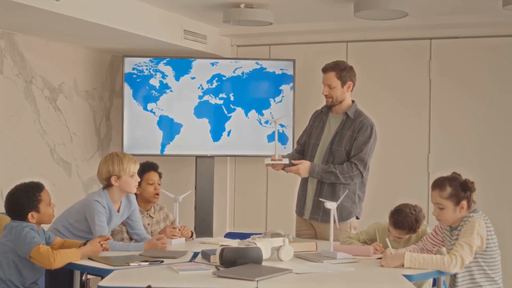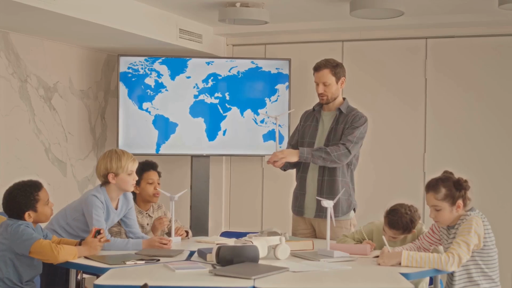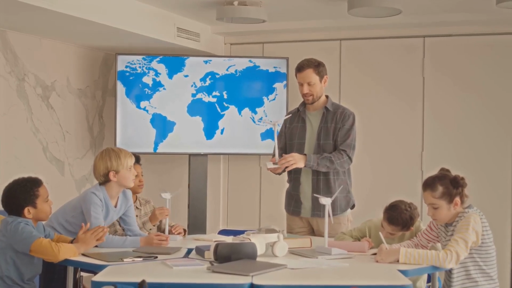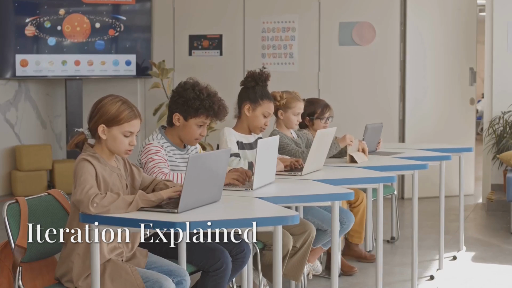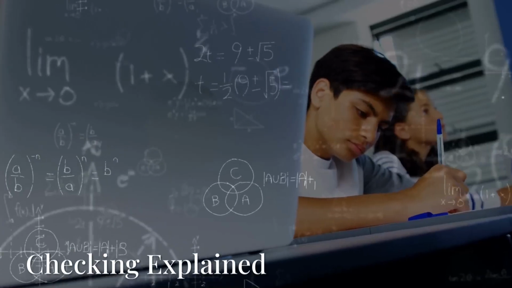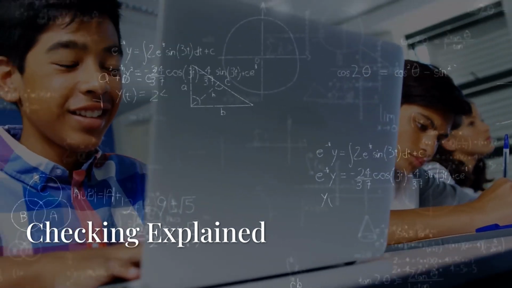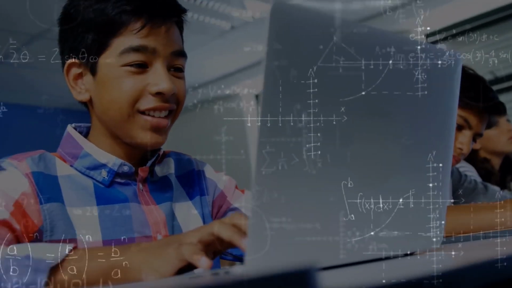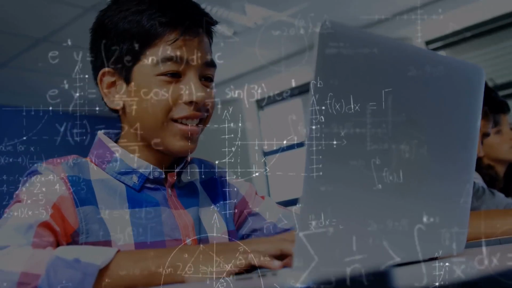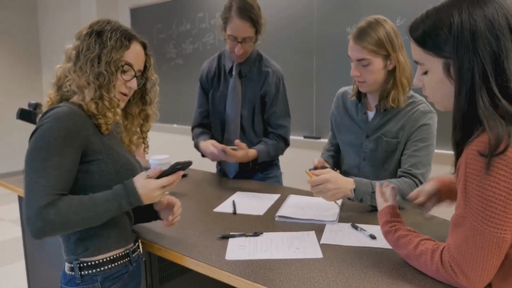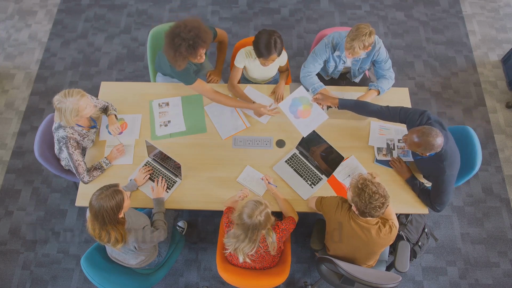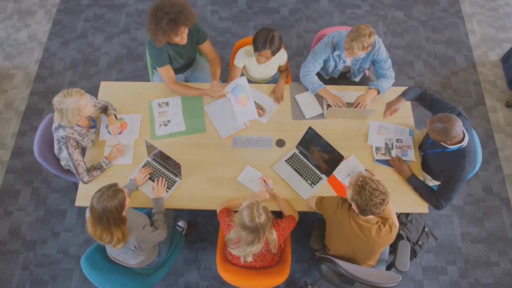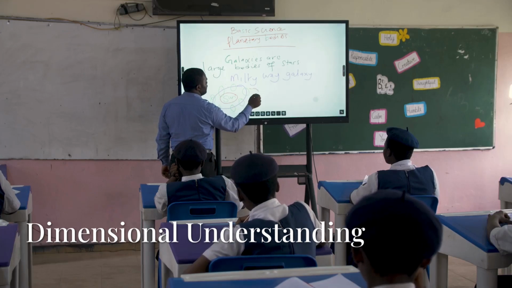Precisely. Think about mapping as figuring out the landscape. What do you know? What do you need to learn? Setting the stage. Okay. Then iteration. That's the doing. The practicing, the drafting, the experimenting, trying things out. Checking seems obvious, seeing if you got it right. Sort of, but it's more than just right or wrong. It's about understanding why, getting feedback, seeing where the gaps are. And transformation. That's the goal, right? Where it all clicks. You don't just know facts, you have a deeper, more flexible understanding. You can apply it.